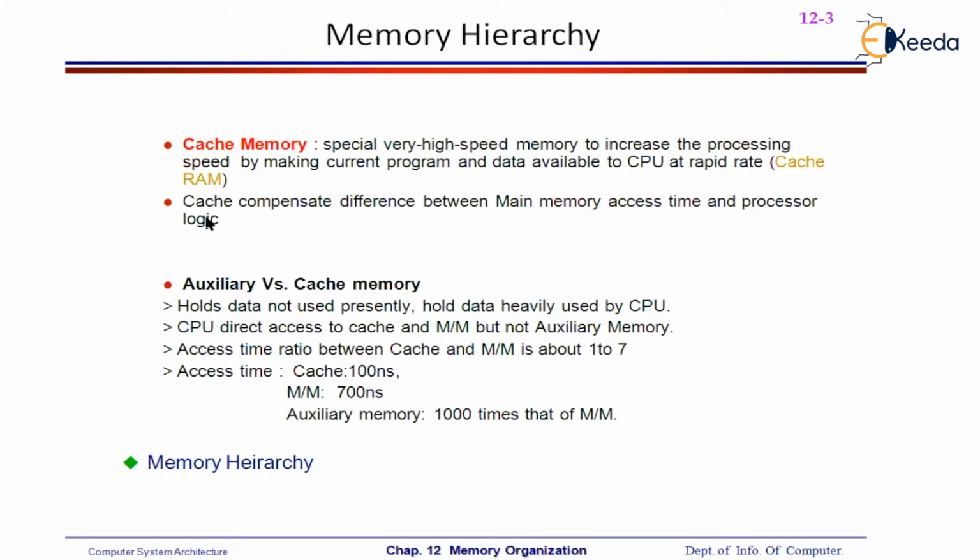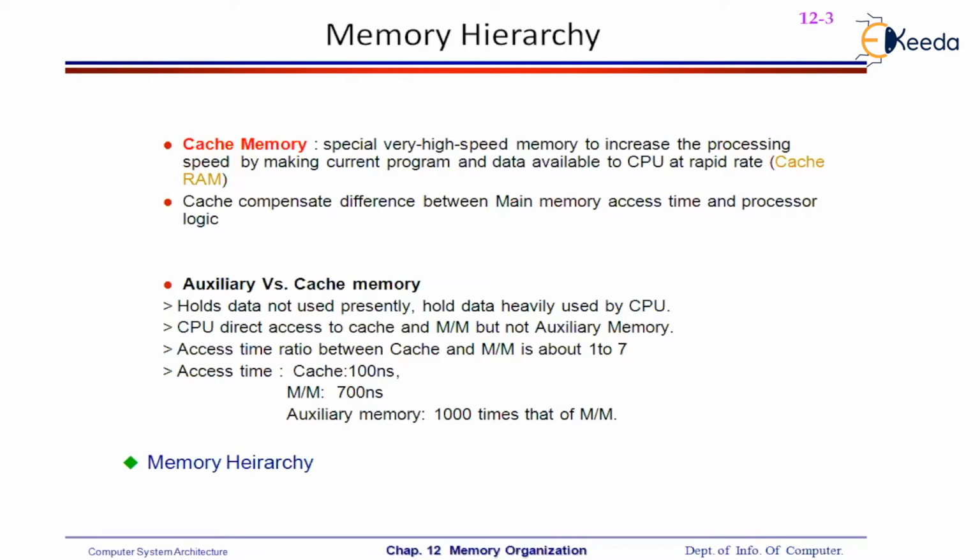When it comes to the cache memory, it is going to compensate the difference between main memory access and the CPU processor logic. Let us have a small comparison between the auxiliary memory and cache memory. The auxiliary memory is going to store all the programs at a stretch, because at any point of time the number of programs will definitely be more than the size of the main memory. For that reason, we need a bigger storage area to initially store the programs, not to execute. When you want to execute a program, it gets transferred from the secondary memory to the main memory.